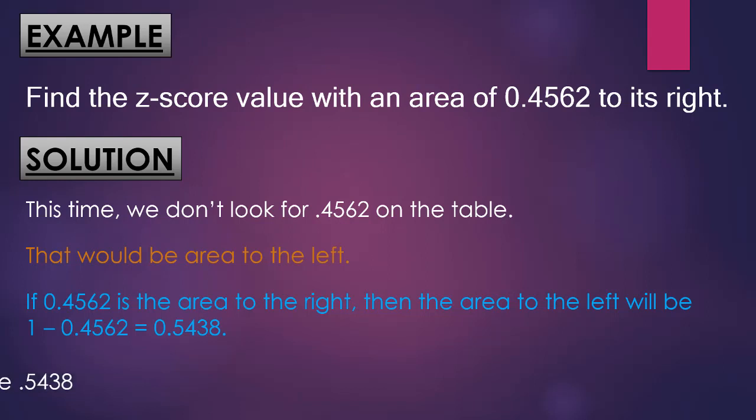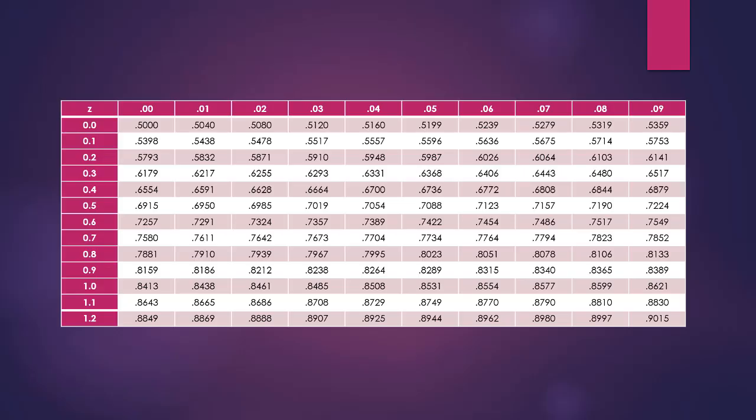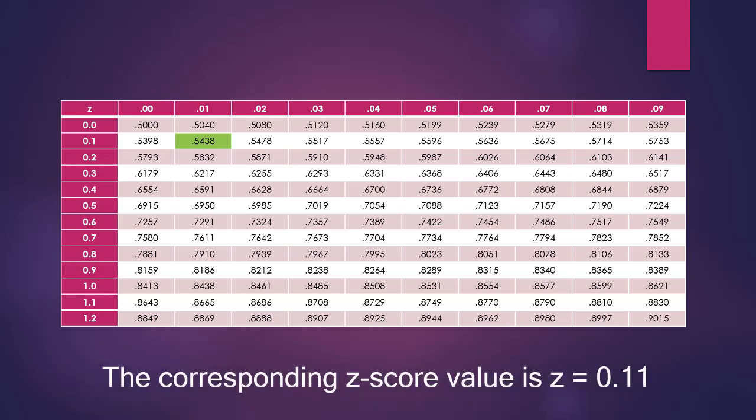So here we have a cutout of the standard normal distribution table, and we're looking for 0.5438 out in the middle of the table somewhere. Do you see it? It's right here. So we try to figure out the z-score. The first two digits are 0.1. The last digit is a 1. So it's 0.11.